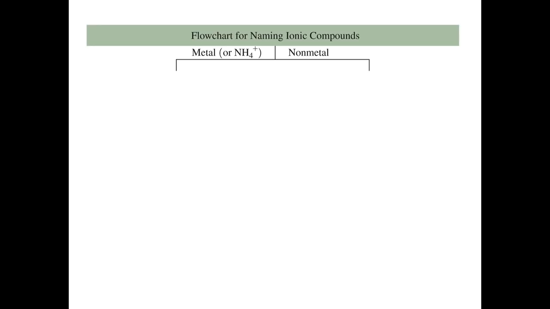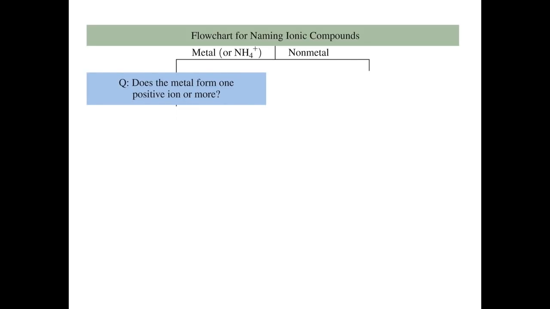Okay, so let's have a summary of how to name ionic compounds. Hopefully this flowchart will help you get the hang of things. First, in an ionic compound, you must realize that there's going to be your cation and your anion. Your cation will be a metal or NH4, and your anion will be a nonmetal. Let's focus first on the cation.